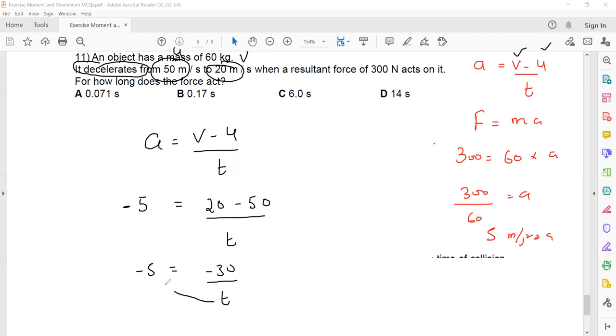Now cross multiply. This time is multiplied and 5 will come in division. So the time will be equal to minus 30 divided by minus 5. So when minus 30 divided by minus 5, what do we get? We will get 6 seconds as the answer. Is it clear, discussion?